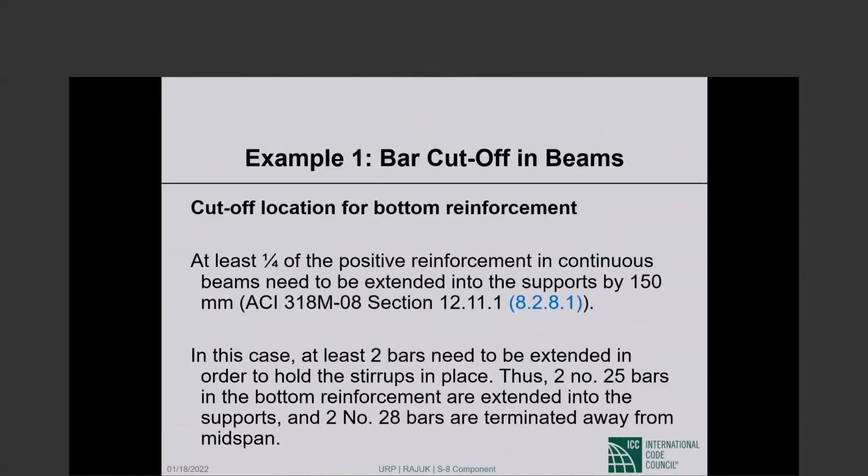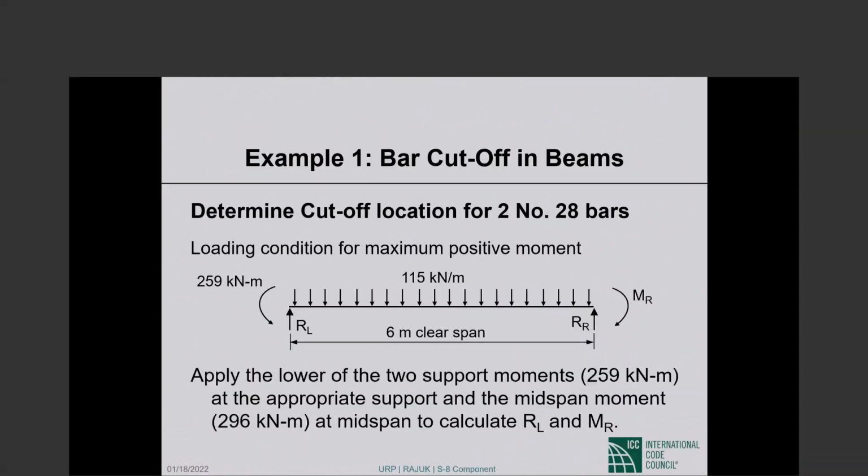So when it comes to cutting off of the positive bars, we consider loading condition for maximum positive moment. Apply the lower of the two support moments at the appropriate support. In our case, 259 at the left support, and the midspan moment 296 kilonewton meter at midspan, to calculate the left reaction R sub L and the right hand moment M sub R.